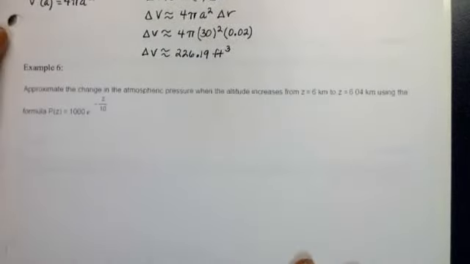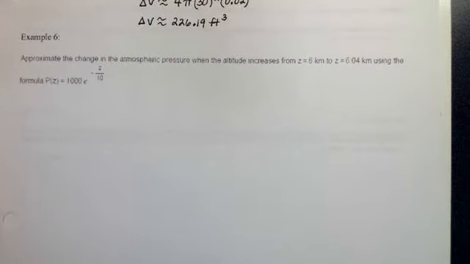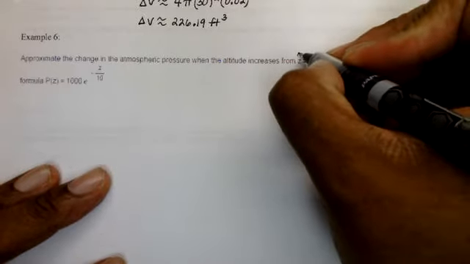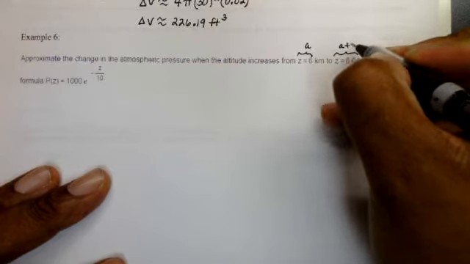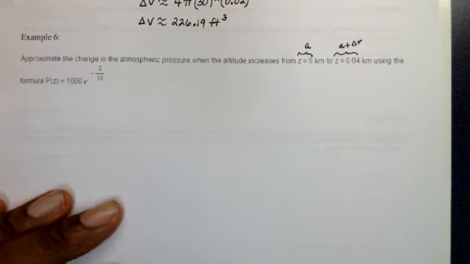Example 6 looks like this. Let's say we want to approximate the change in the atmospheric pressure when the altitude increases from Z equal to 6 kilometers to Z equal to 6.04 kilometers, using the formula P of Z is equal to 1000 e to the negative Z over 10. So this is what A is going to be, 6, and it's going to be A plus delta R. But I can go ahead and use those Z's if I want to.